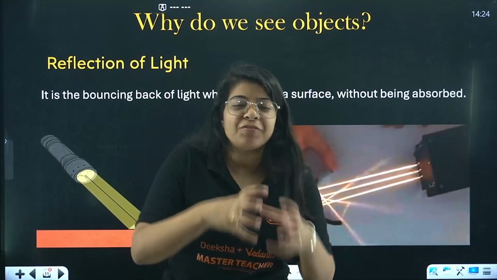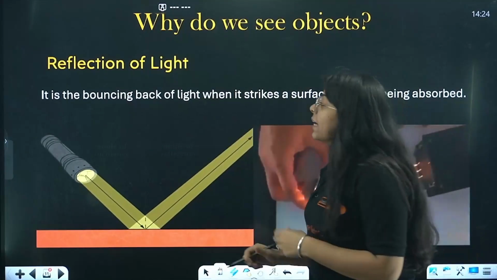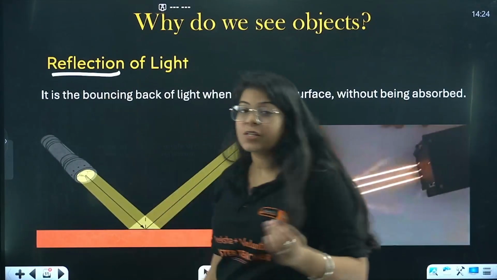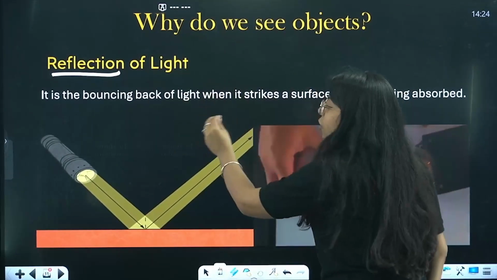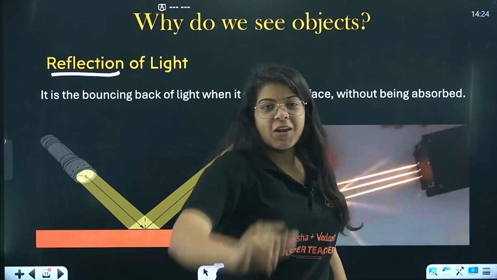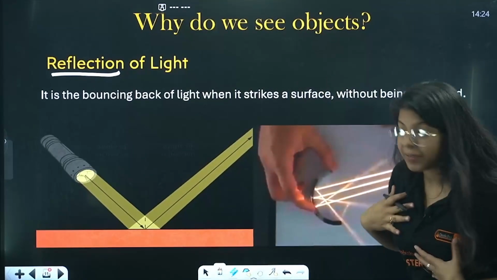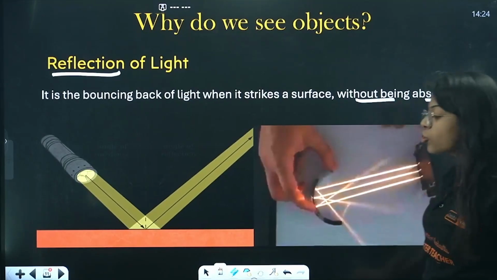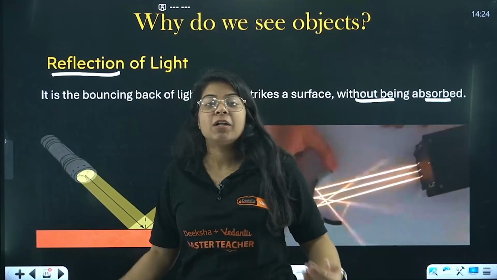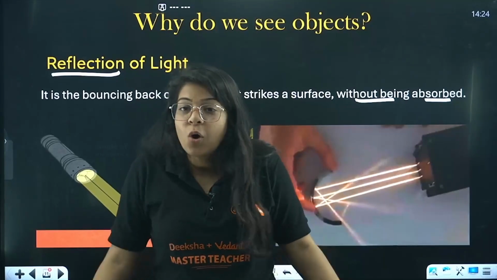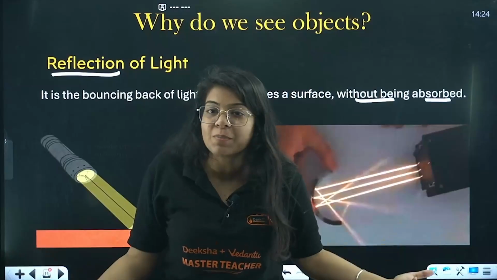That is a form of reflection of light. It is called reflection of light. That is one of the main topics of this chapter. It is the bouncing back of light into your eyes. So it's the bouncing back of light when it strikes a surface without being absorbed. If I absorb all this light, then will I be visible to you? No, because no light is coming from me into your eyes. Then I won't be visible, right?